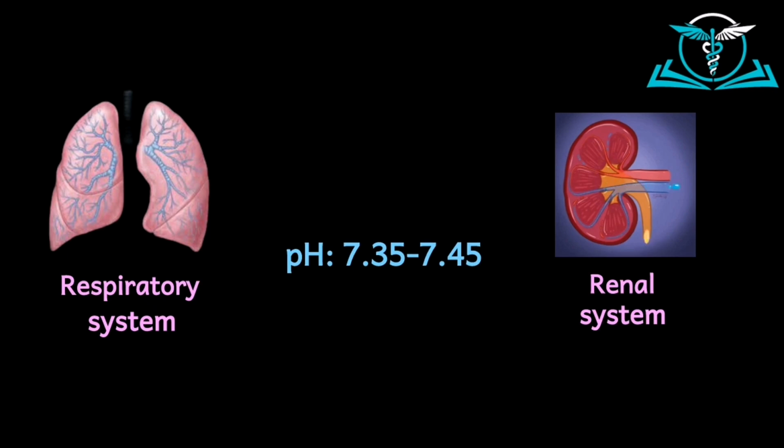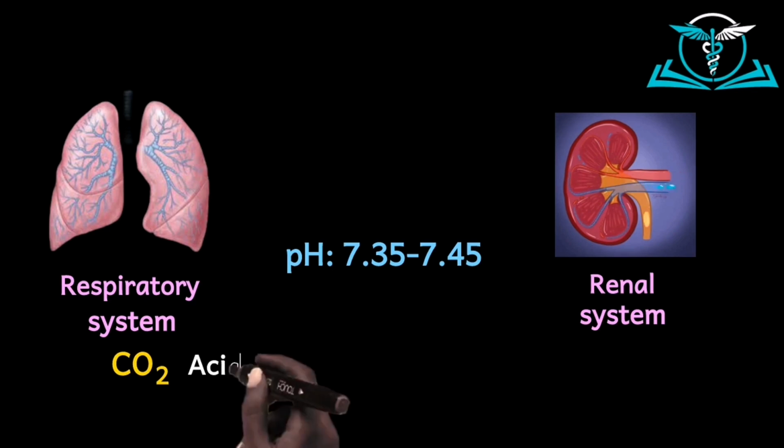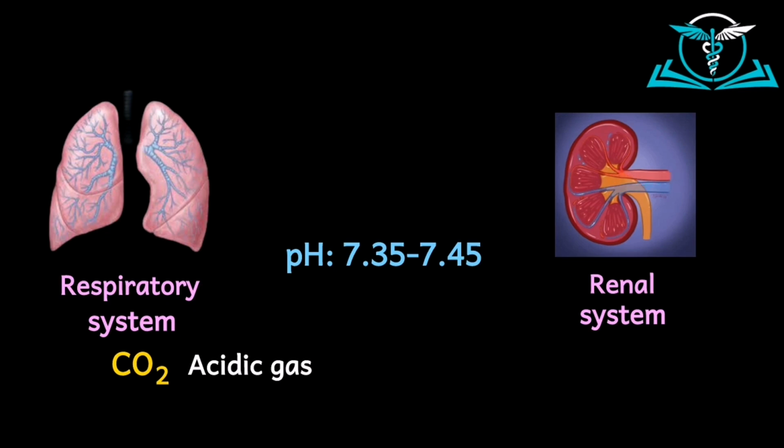How does the respiratory system work to control acid-base balance? It does so by either retaining carbon dioxide or expelling carbon dioxide. It means that carbon dioxide is the weapon the respiratory system uses to regulate acid-base balance in the body. Now, carbon dioxide is an acidic gas. And so if the respiratory system senses that the body is becoming too acidic, it will try to expel more carbon dioxide.